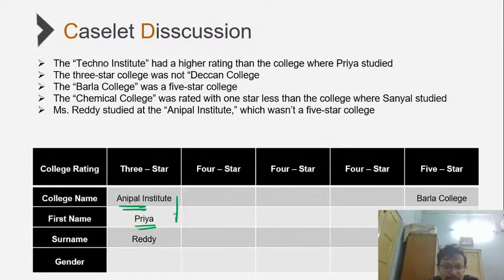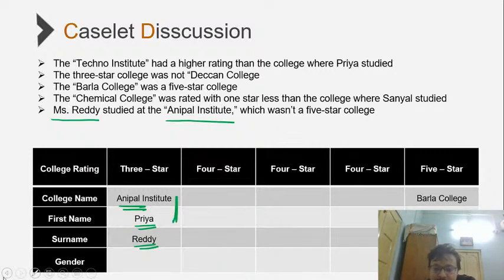The moment I mark Priya as Anipal, we know Miss Reddy studied at Anipal. So what we do is, against Priya and Anipal, we mark the surname as Reddy. So what we have done is, we've used the clue from the options in one question to not only answer another question, but also plug in that information in the set. So now we have Priya Reddy belongs to Anipal.